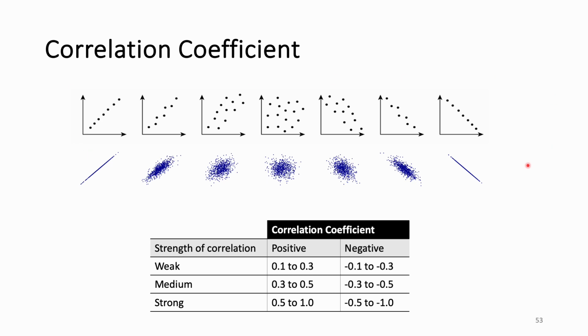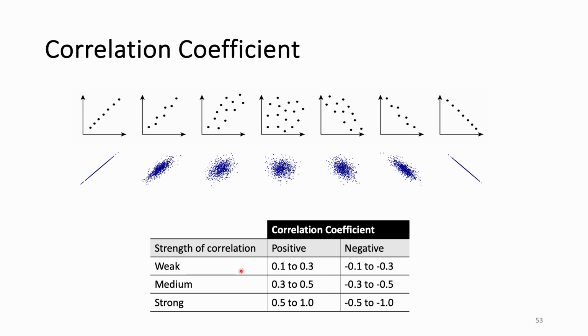In this example, we can see different scatter plots that represent the different values of the correlation coefficient. But let's start by reading this table here. The strength of the correlation can be weak, medium, or strong. And then the correlation coefficient can be positive or negative. When it is positive, we have a positive correlation, and when it is negative, we have a negative correlation.